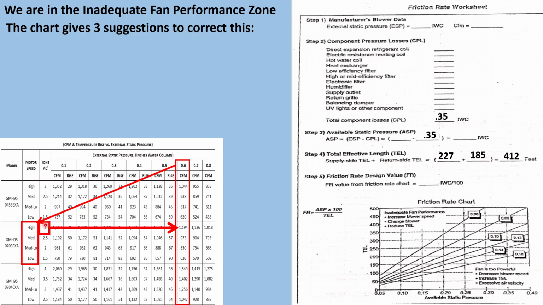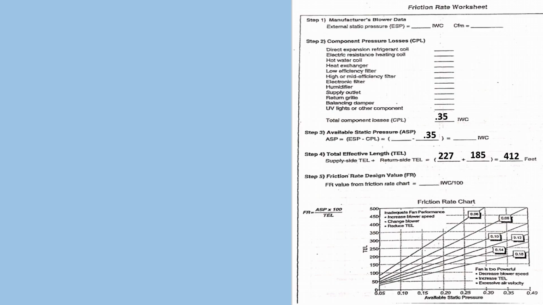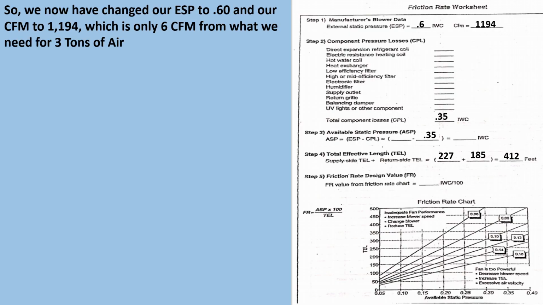So we look at this chart, and this happens to be a permanent split capacitor motor. Yes, it will reduce the efficiency of the motor, but we don't have any choice because even on your ECM motors today, the pressure drops of these coils and stuff is insane. So we go to this 0.6, and it says that we could get 1,194 CFM at 0.06. So that means we've got enough airflow. We're only 6 CFM off. So we change our external static pressure to 0.60 and put the CFM at 1,194.